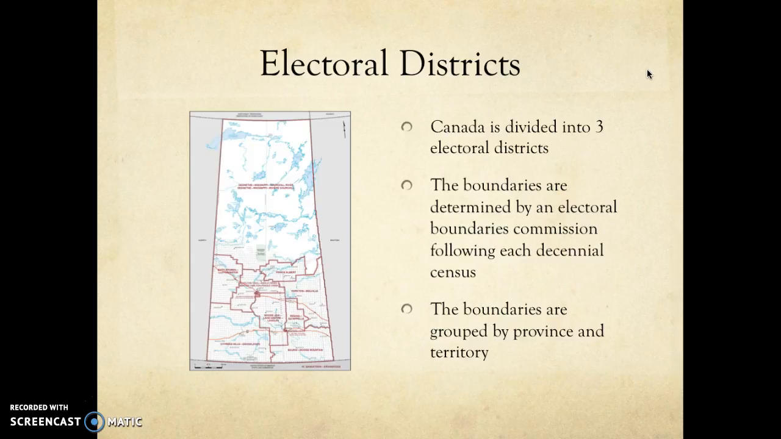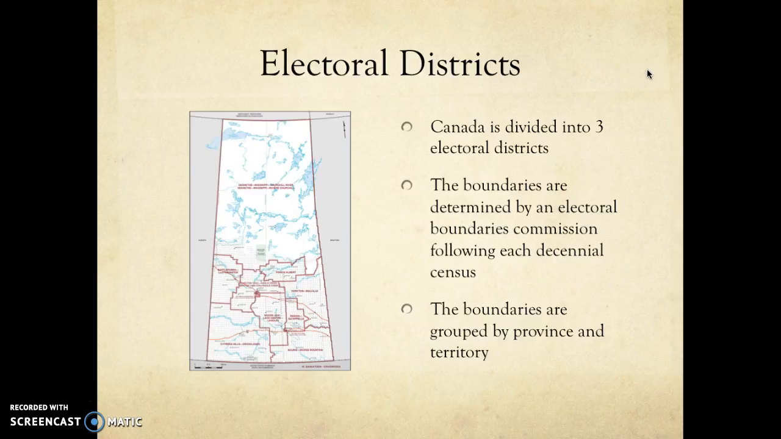Electoral districts. Canada is divided into electoral districts. The boundaries are determined by an Electoral Boundaries Commission following each decennial census. The boundaries are grouped by province and territory. Each of the 338 electoral districts or constituencies sends 1 member to the House of Commons, hence the 338 seats. An electoral district or constituency can be defined as any place or territorial area in Canada entitled to return a person to serve in the House of Commons.